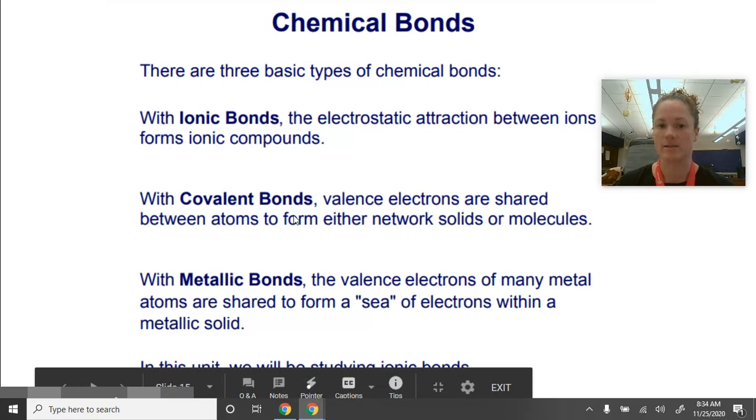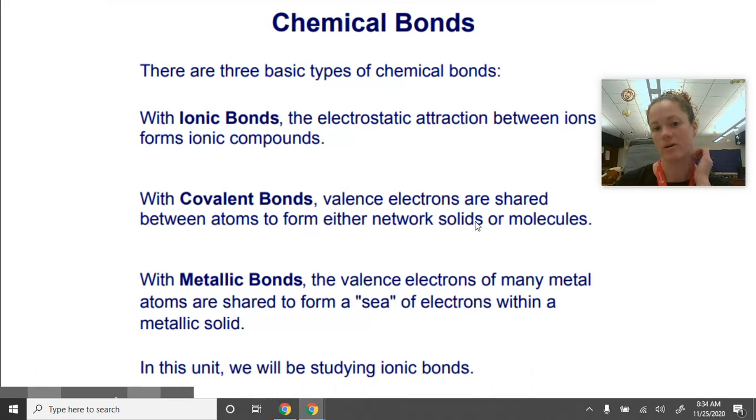A covalent bond is when the valence electrons are shared between atoms from either network of solids or molecules. So we'll see what that means in a little bit. So they are more between nonmetals, when the two nonmetals share. They have an equal amount of electrons between both of them. So like when we saw the nitrogen sharing with each other, they're not going to have that negative and positive attraction. And the metallic bonds, like I said, we're not going to go over that.